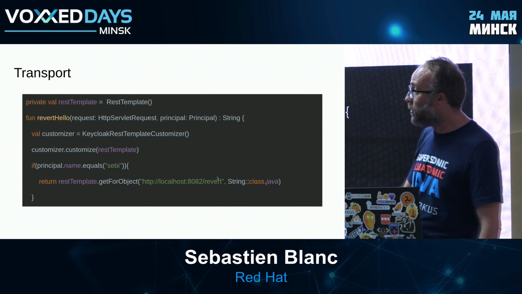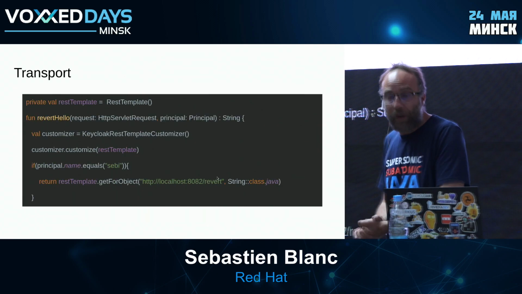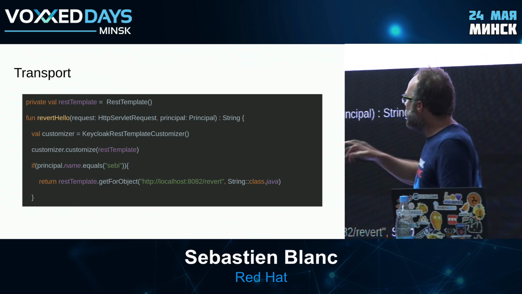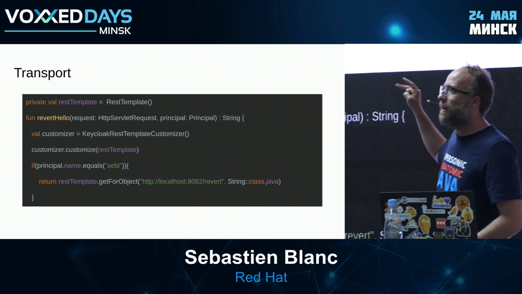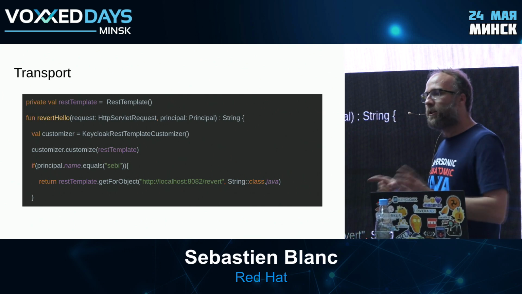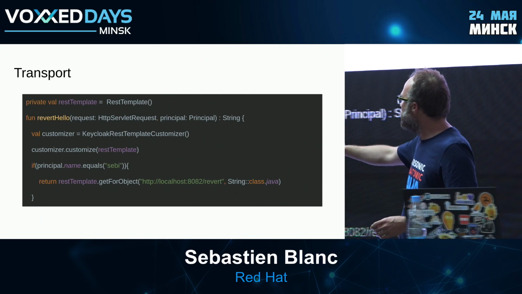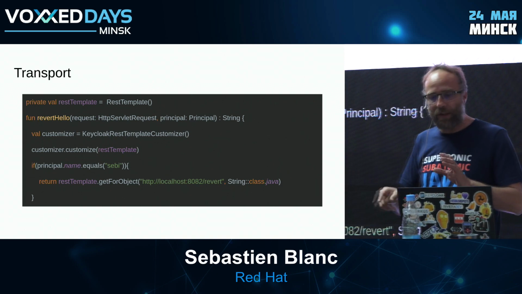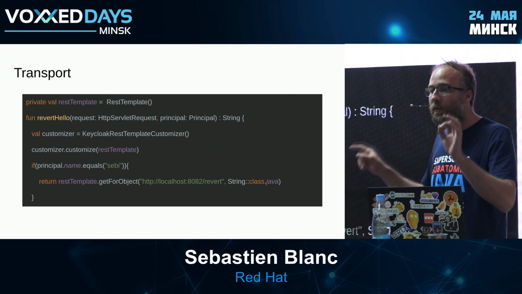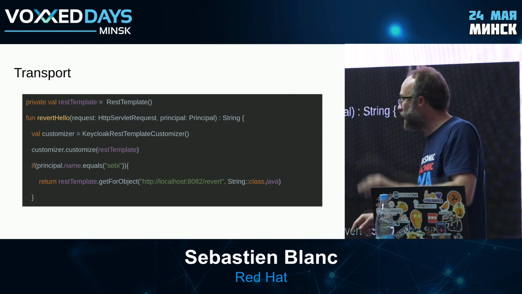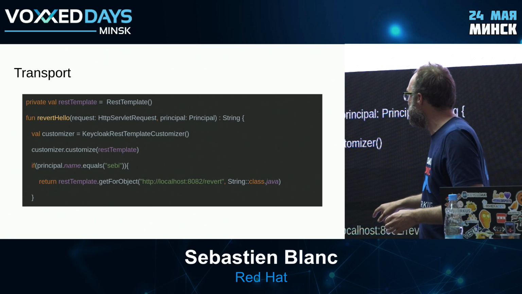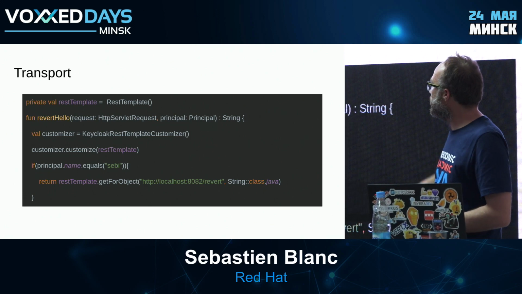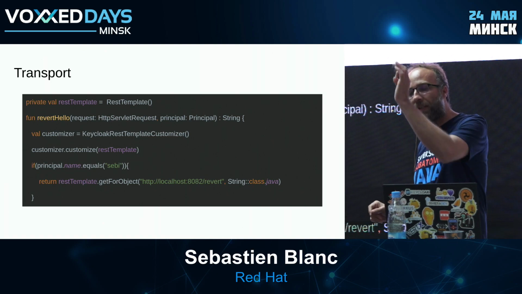And I have the last example. Oh, in Kotlin, because why not in Kotlin? It's fun. It's really concise. That is a Kotlin app with Spring Boot. And we have a special library for Spring Boot where you can use the Keycloak REST template customizer. If you use this REST template, you don't have to care at all about putting the token in the header, because the template will do that for you. And here you just do a get, and the custom template takes care of putting the header.